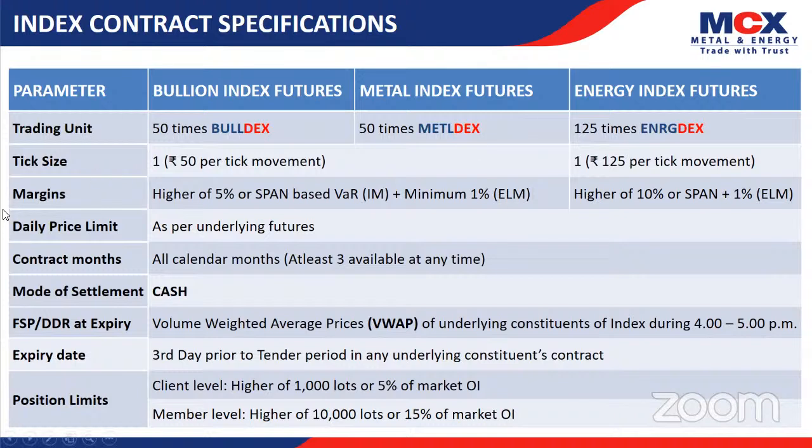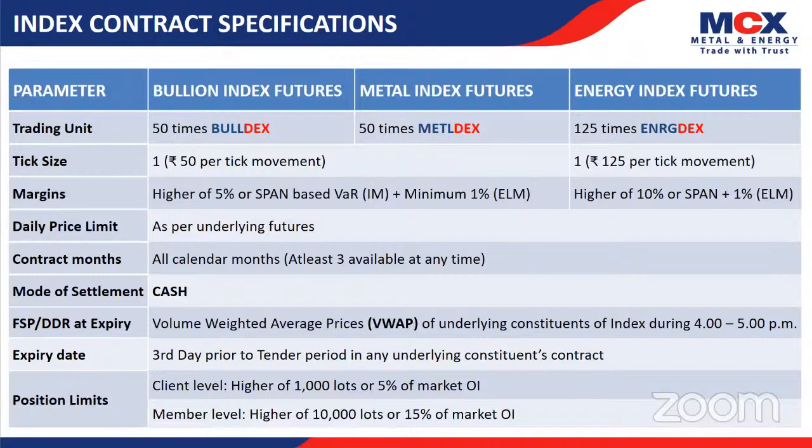Trading unit for all these three futures contracts on indices would be, for Bullion, 50 times the current Bullion index value, for metal index 50 times the metal index value, and for energy index it is 125 times the energy index value. So one tick movement in the underlying for Bullion index futures and metal index futures will result in a profit and loss of 50 points. And for one tick movement in energy index futures, the profit and loss per tick would be 125 units.